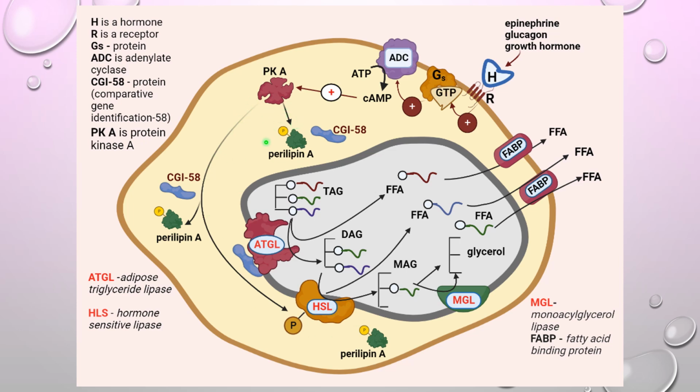First of all, about the phosphorylation of perilipin A. After the phosphorylation of perilipin A, the complex between perilipin A and CGI protein will disappear, and separation of these two proteins leads to removal of this complex from the surface of a lipid droplet.